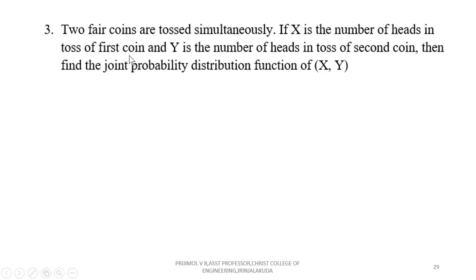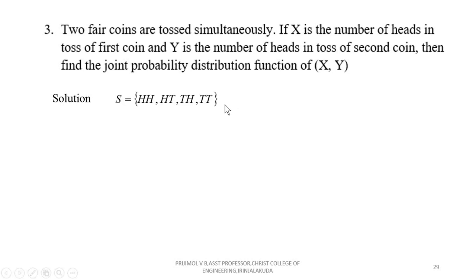Now next question is, two fair coins are tossed simultaneously. If X denotes the number of heads in the first coin and Y denotes the number of heads in the toss of the second coin, then find the probability distribution function of capital X and Y. Okay, so let us write down the sample space first.